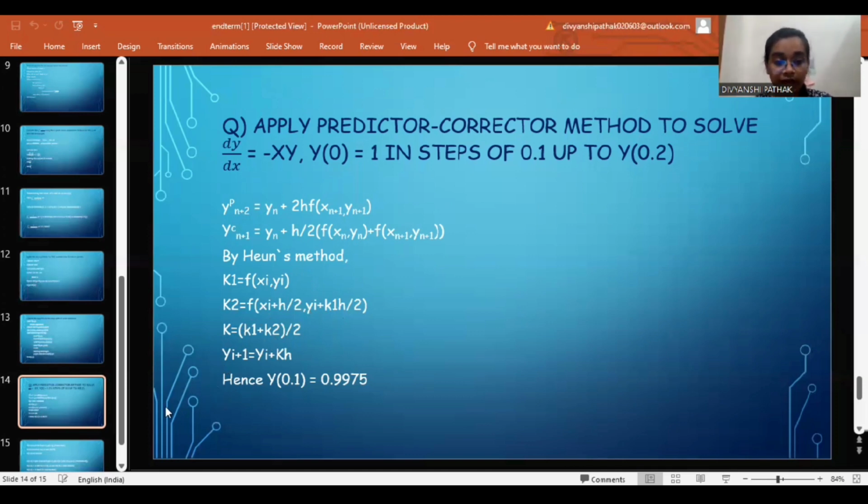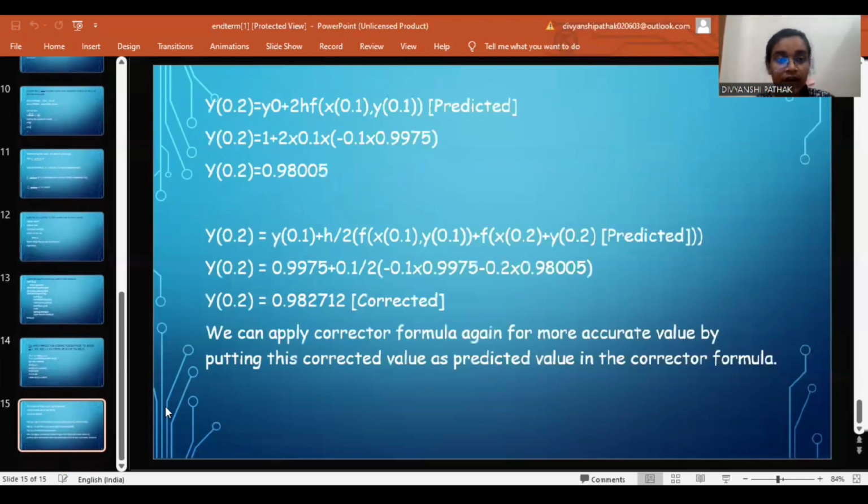Hence, the value of y at 0.1 is 0.9975 and y at 0.2 is 0.98005. It is calculated by the predictor formula, so it is the predicted value. And the corrected value of y at 0.2 is 0.982712. So we can apply the corrector formula again to get a more accurate value by putting the corrected value as the predicted value in the corrector formula.